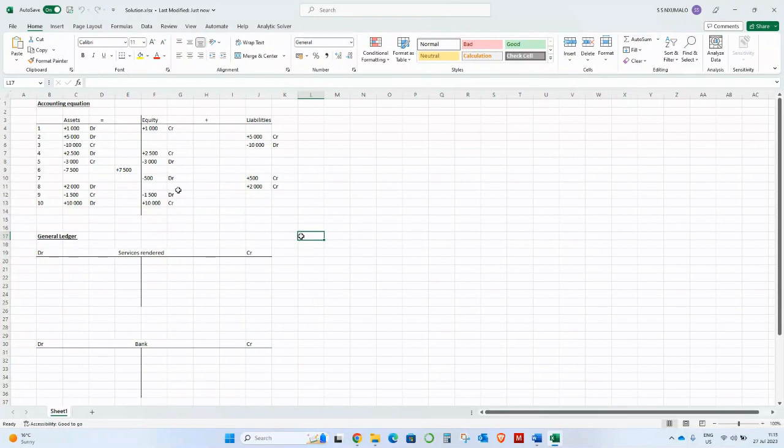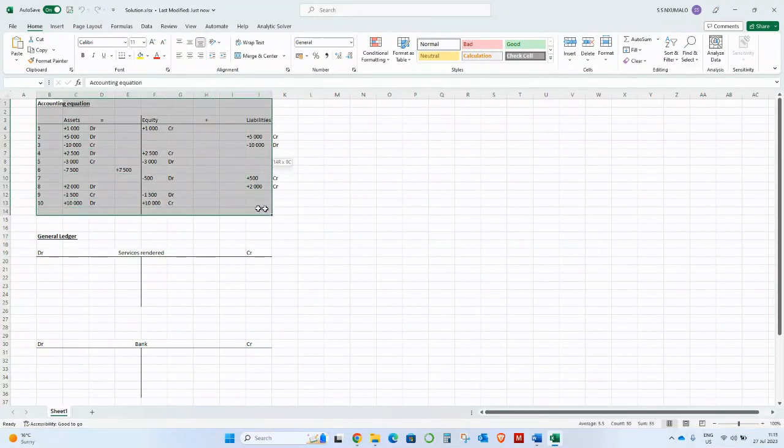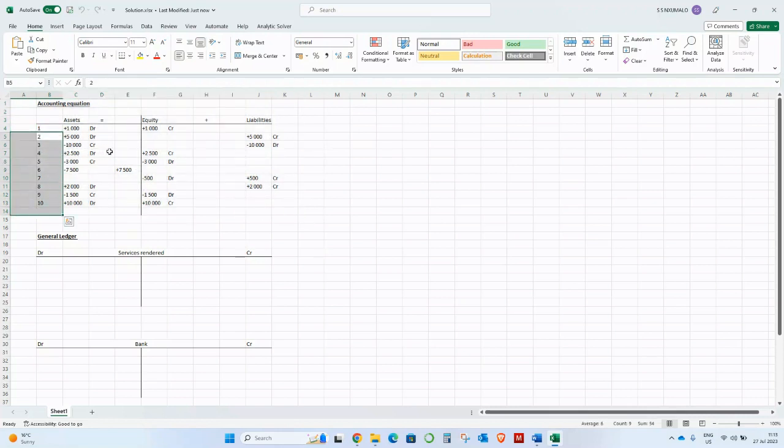All right, guys. In the previous video, we looked at the accounting equation. This is what we looked at. We had 10 different transactions, and then we recorded them on our accounting equation. So now I want us to take these transactions and record them in the general ledger. So you will see how these transactions get recorded in the general ledger.